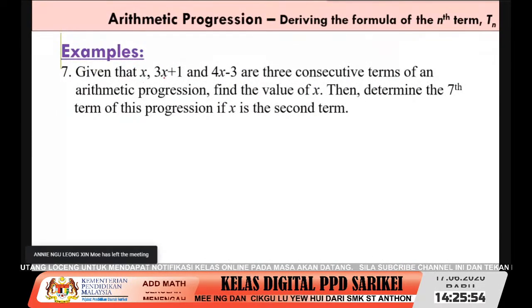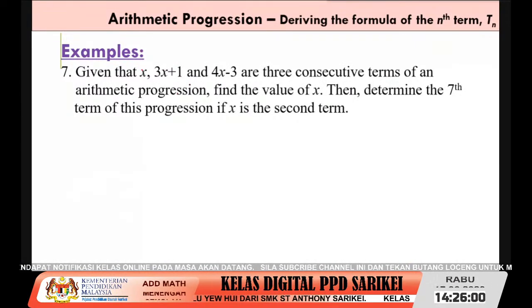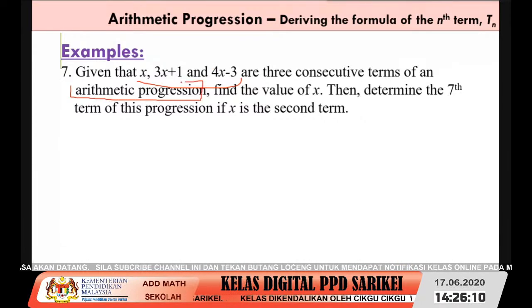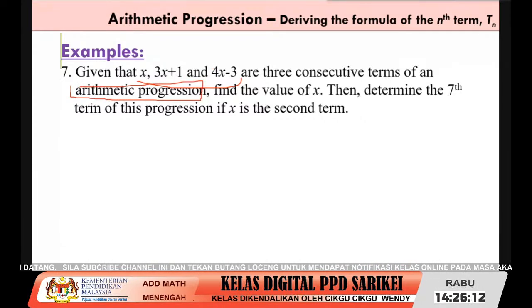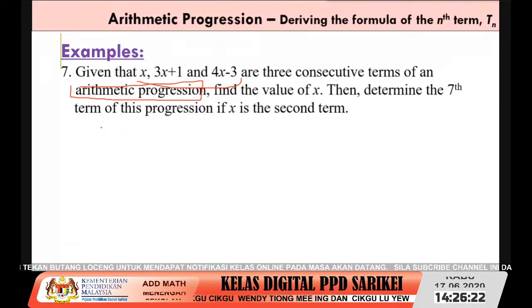Okay, next, number 7. Given that x, 3x plus 1 and 4x minus 3 are 3 consecutive terms of an arithmetic progression. Tiga-tiga ni merupakan sebutan yang berterusan bagi suatu janjang arithmetic. Find the value of x. So what is so special about the arithmetic progression? Arithmetic progression is a sequence with common difference. Okay, beza sepunya yang sama.